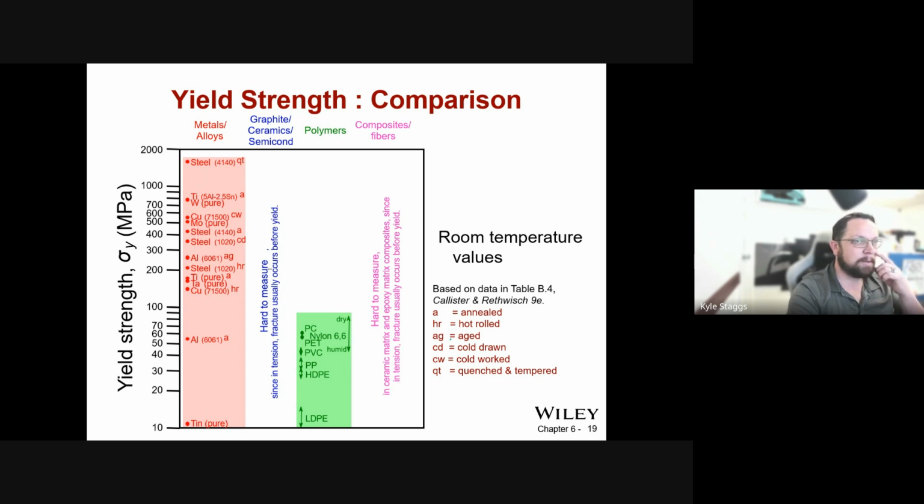6061 aged aluminum is quite a bit higher in yield strength. So this is more like what car parts and things are typically made of, rather than annealed aluminum. They'll often do that for the machining and then age it at the very, very end.